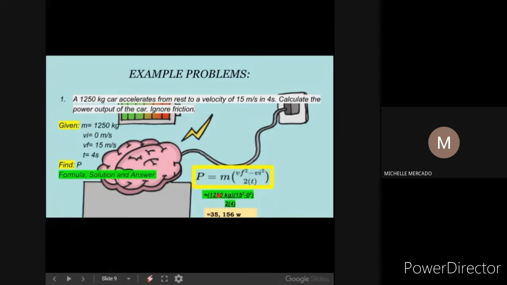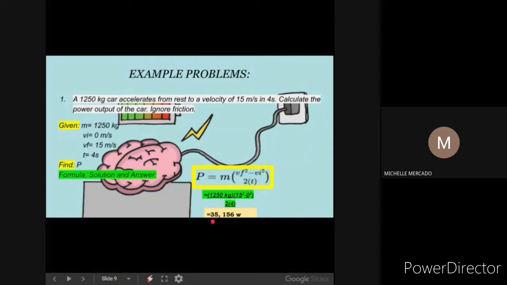So 1,250 kilogram, transpose the given mass, and the final and initial velocity natin, 15 meter per second squared minus 0 meter per second squared, then 2, then ang given time po natin is 4 seconds. So 2 times 4 is equal to 8. So 1,250 kilogram multiplied by 15 squared minus 0 meter per second squared, divided by 8.